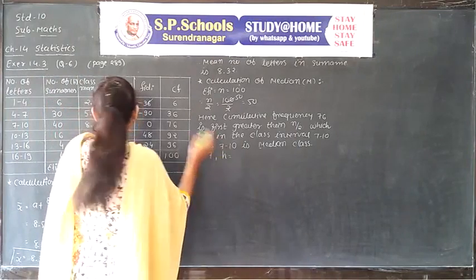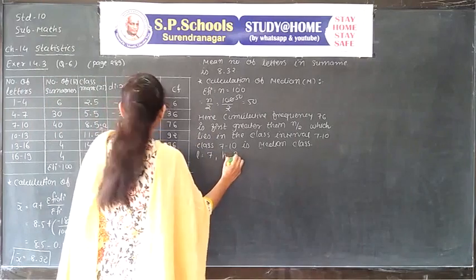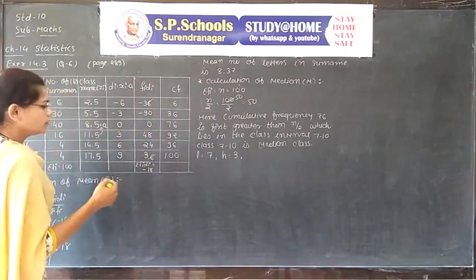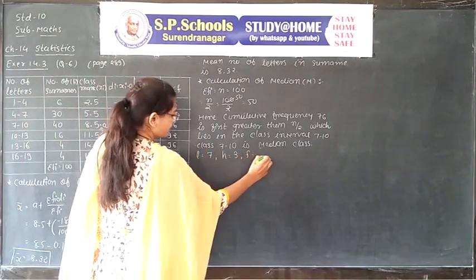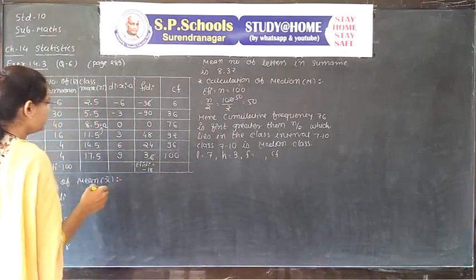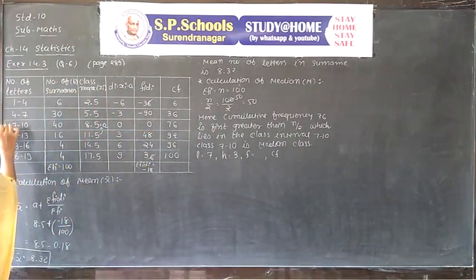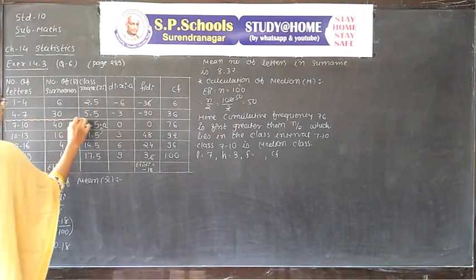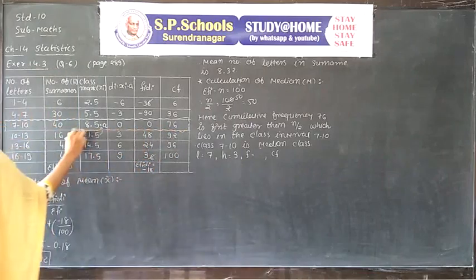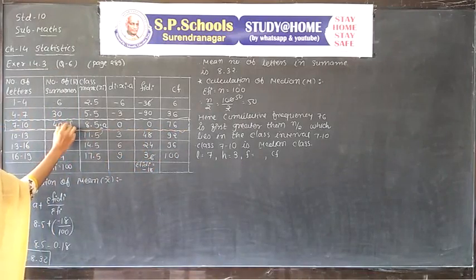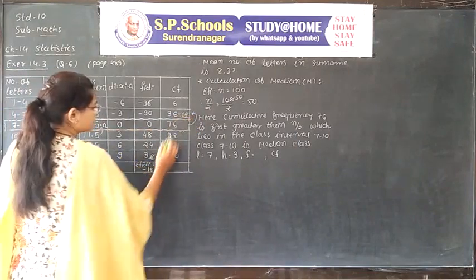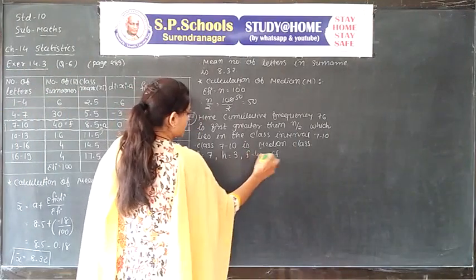Then the class size H is 3 here, because a continuous frequency distribution is given. Then we take F and the CF. n by 2 is 50. F is equal to the frequency of the median class, 7 to 10 is our median class. Frequency F is 40, and the CF of its previous class is 36.